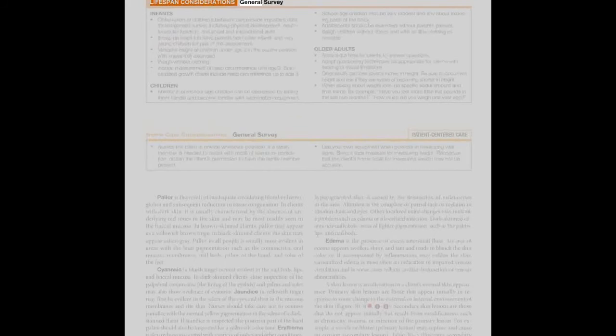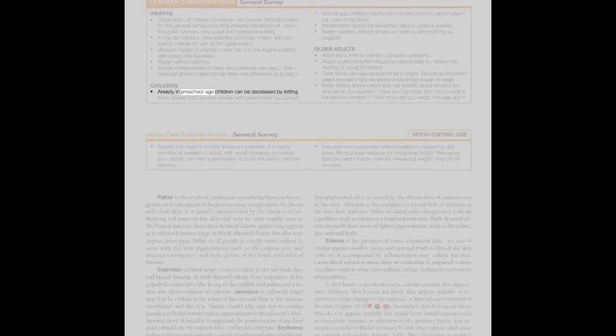Lifespan Considerations, General Survey. Infants: observation of children's behavior can provide important data for the general survey, including physical development, neuromuscular function, and social and interactional skills. It may be helpful to have parents hold older infants and very young children for part of the assessment. Measure height of children under age 2 in the supine position, with knees fully extended. Weigh without clothing. Include measurement of head circumference until age 2. Standardized growth charts include head circumference up to age 3.